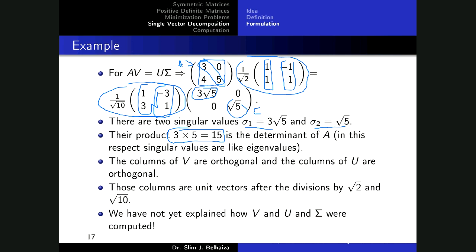In this respect, singular values are quite like the eigenvalues. You observe that the columns of V are orthogonal, and the columns of U are also orthogonal. And they have unit lengths, because of the division here by 1 over root of 2, because the length of the first vector is root of 2, and the length of the second vector is also root of 2. Similarly, for the vectors in U, U1 and U2, the norms are root of 10 and root of 10. Okay, guys?